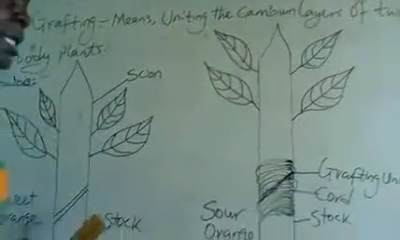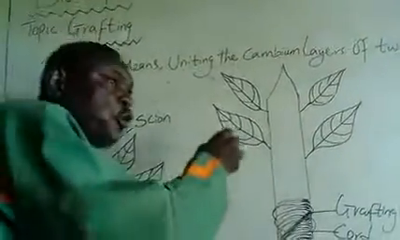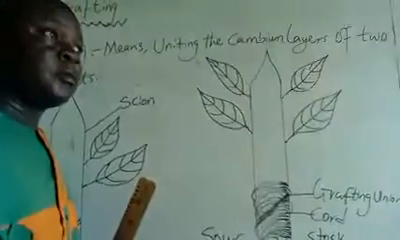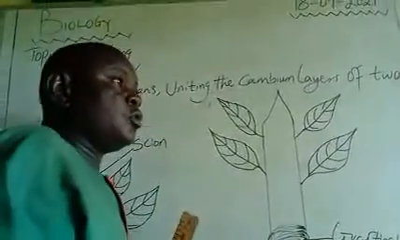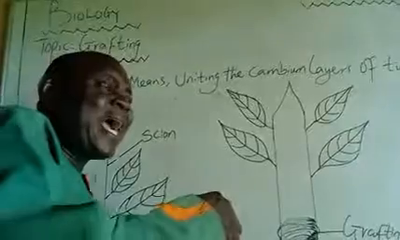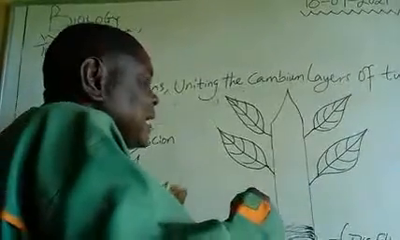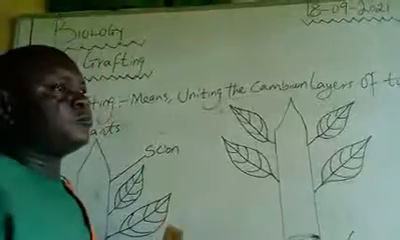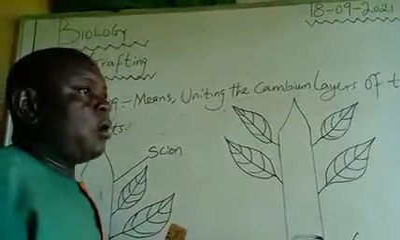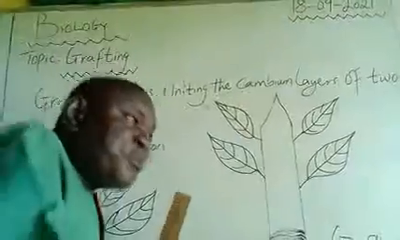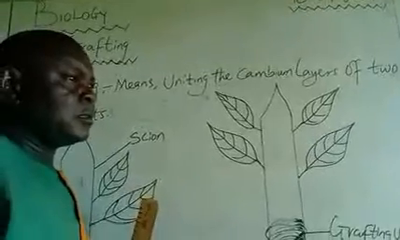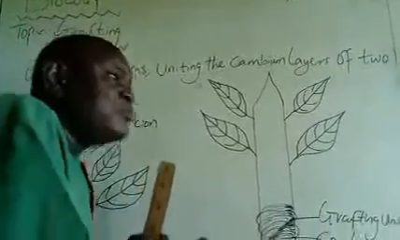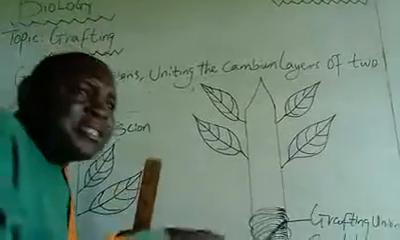Take note. Before one could go into grafting, the two plants should be plants that are closely related, or the two plants must be of the same species or closely related species, and at the same time of the same size and of the same age.